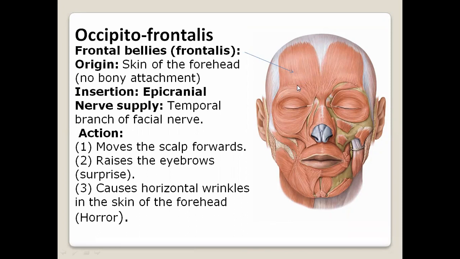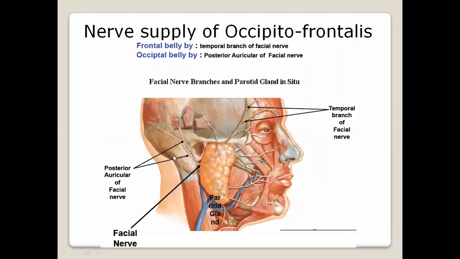Okay, I think you are clear with the attachment of the occipitofrontalis muscle. If you see the nerve supply of the muscle, you can see here, this is the temporal branch supplying the frontalis muscle, and the posterior auricular branch supplying the occipital belly. Not only does it supply the occipital belly, it supplies the muscles around the auricle here.